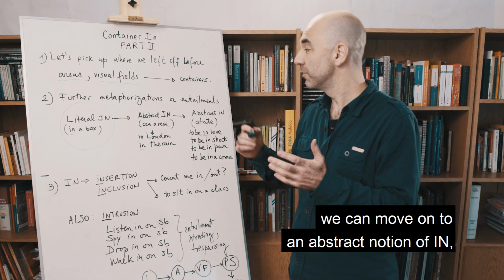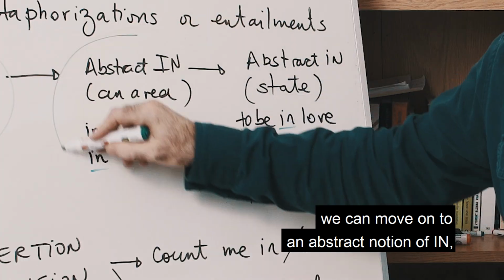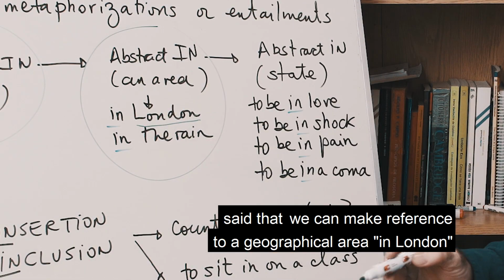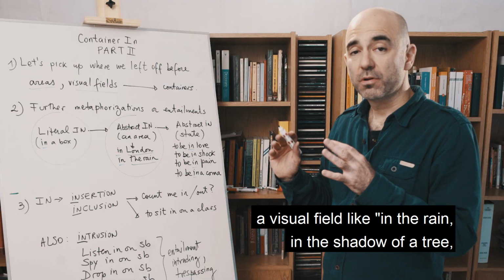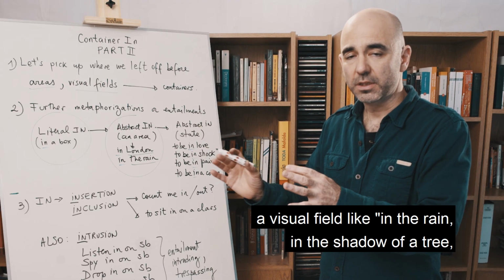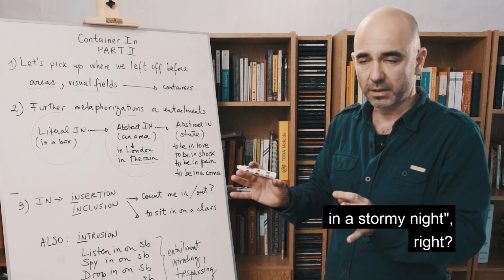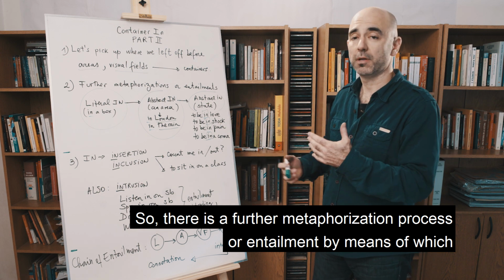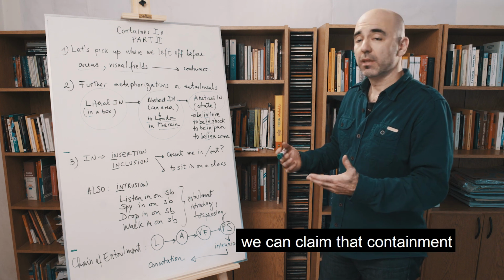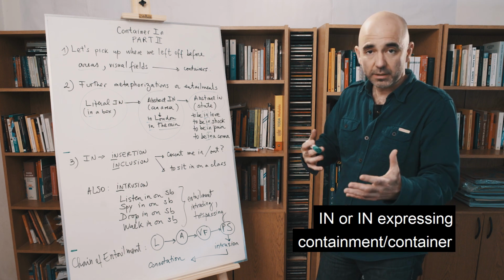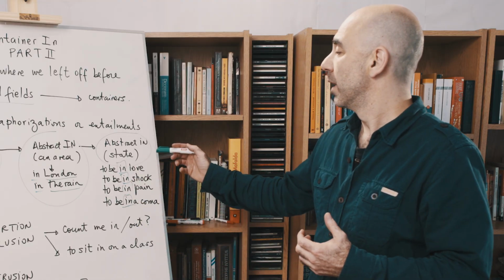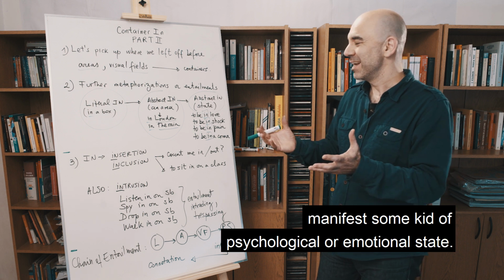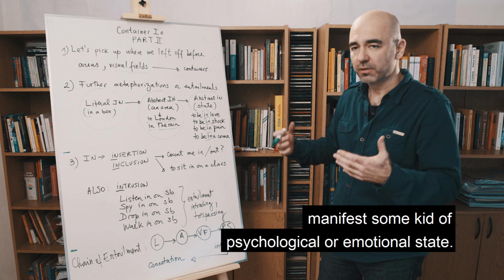And we argued that from the literal in sense of this particle, we can move on to an abstract notion of in, namely the area where we said that we can make reference to a geographical area, in London, or a visual field, like in the rain, in the shadow of a tree, in a stormy night, right? So there is a further metaphorization process or entailment by means of which we can claim that containment in, or in expressing containment, container, is also used in expressions that manifest some kind of psychological or emotional state.